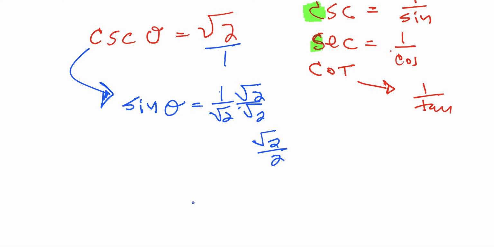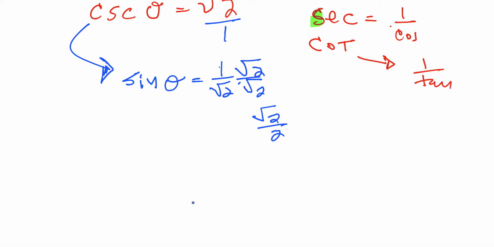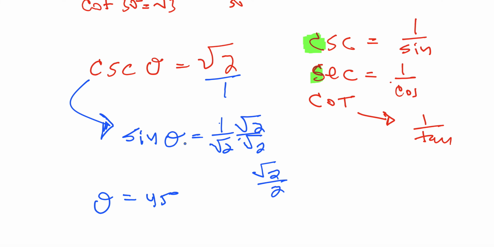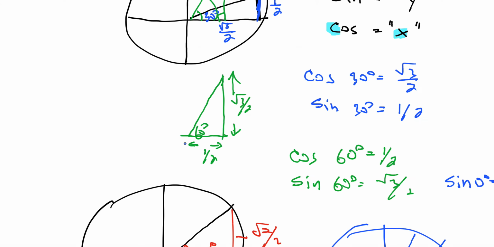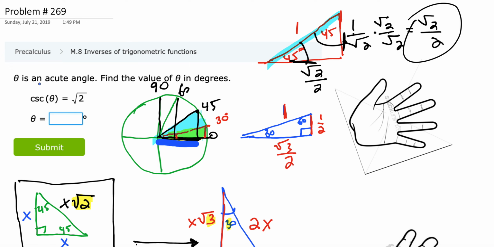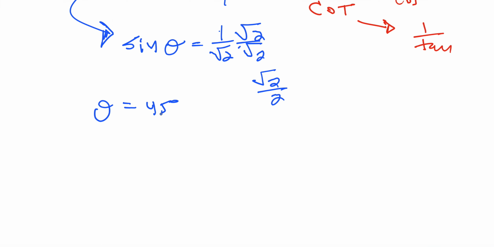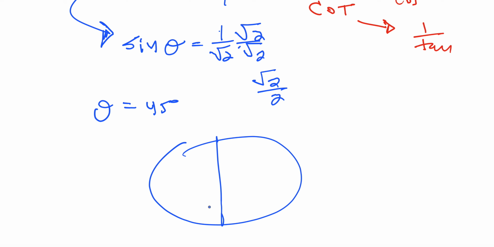So where in quadrant 1 do we have a sine? What angle in quadrant 1 has a y value of root 2 over 2? 45 degrees. Theta is 45 degrees. But technically, you have 2 thetas. What do they want you to do? Oh, but they're saying it's an acute angle. What's the y value if that's 45? Root 2 over 2.